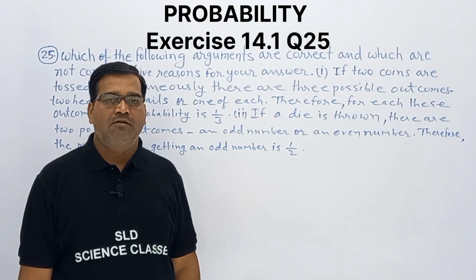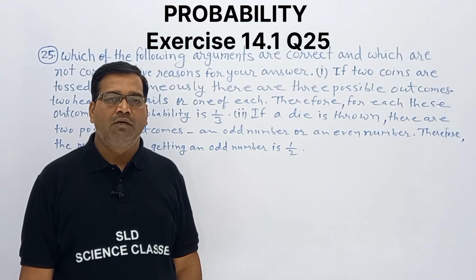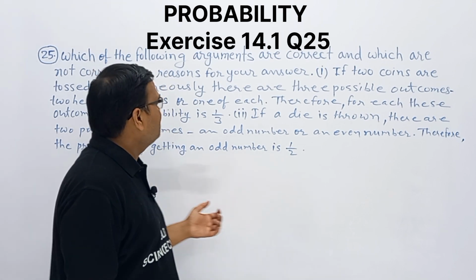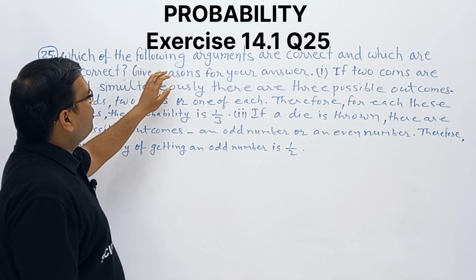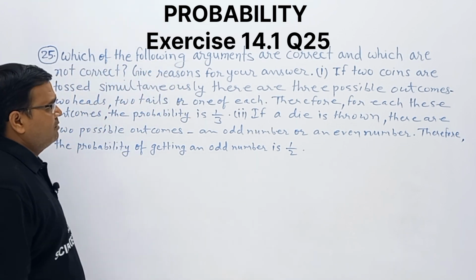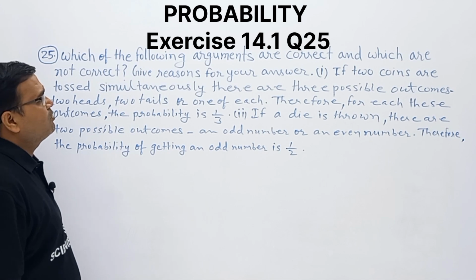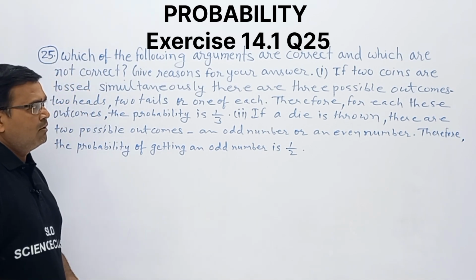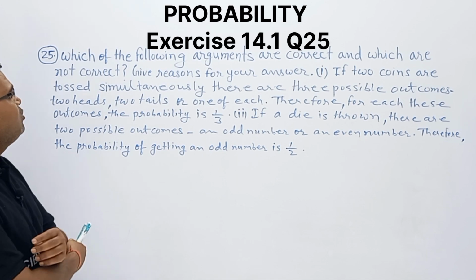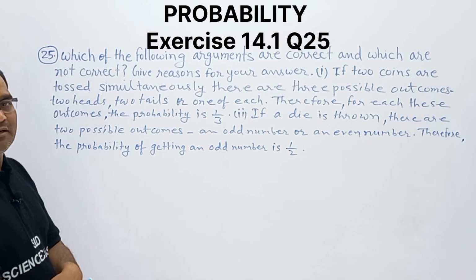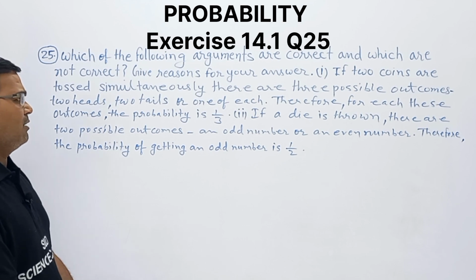In this class, we are going to discuss question number 25, exercise 14.1, probability. Observe this question. Which of the following arguments are correct and which are not correct? Give reasons for your answer. Two questions we are having. We want to check which of the following arguments are correct or which one is not correct.